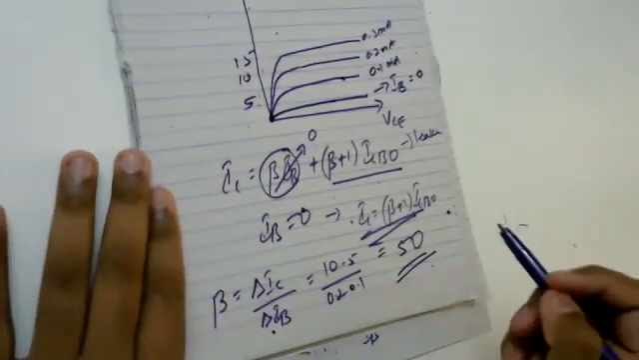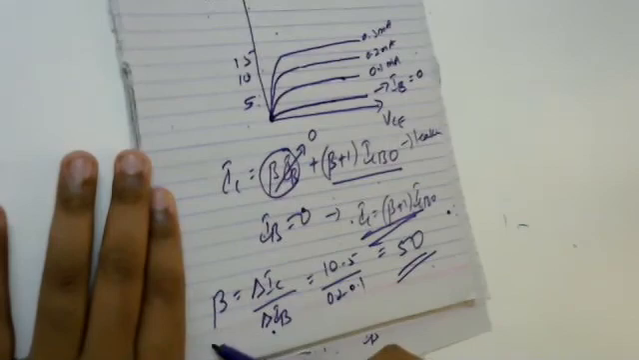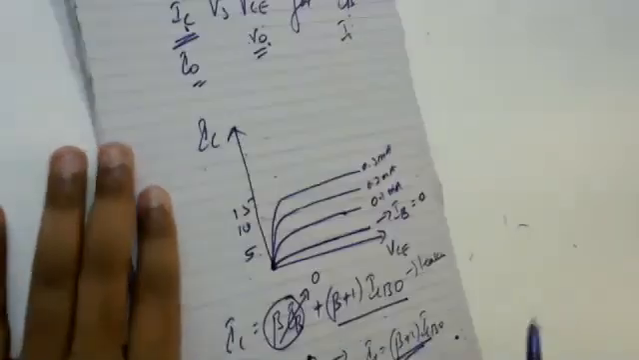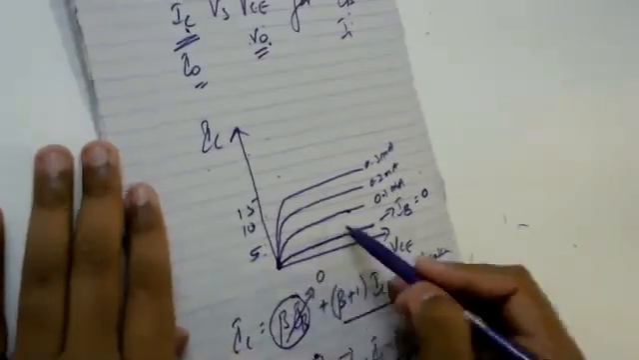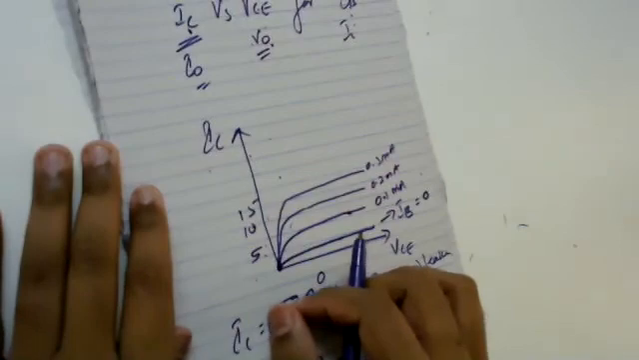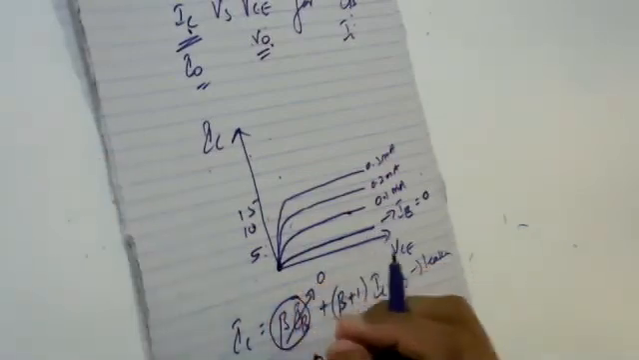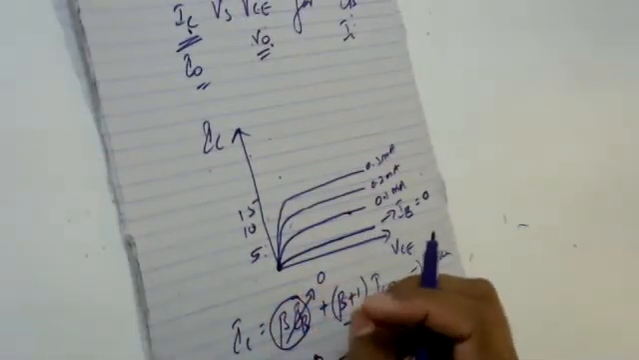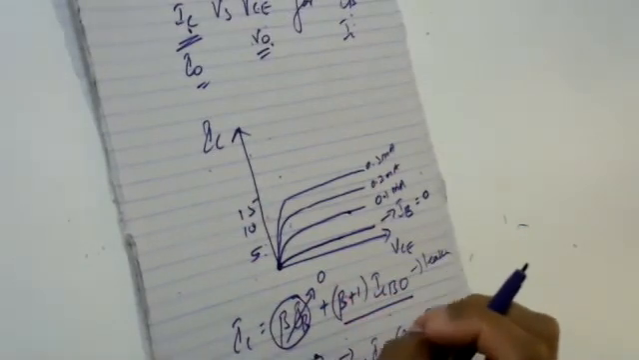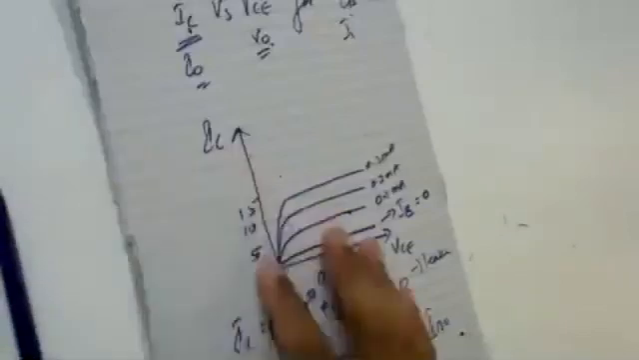It means your beta value is found to be 50. With having beta as 50, I'm able to have this kind of an arbitrary response of my common emitter configuration working as an amplifier using a transistor. Is it clear to you? Fine.